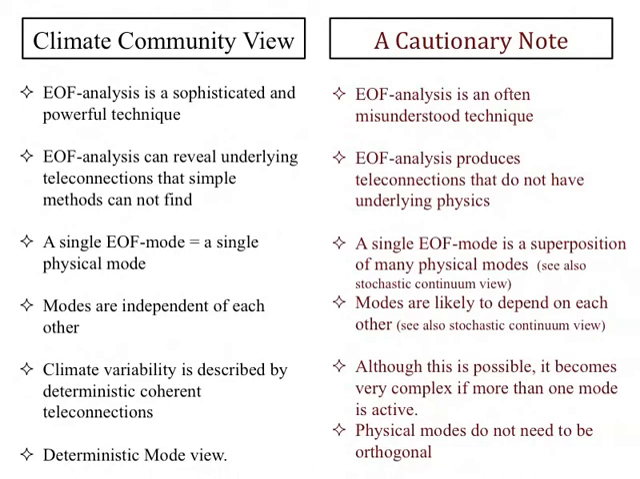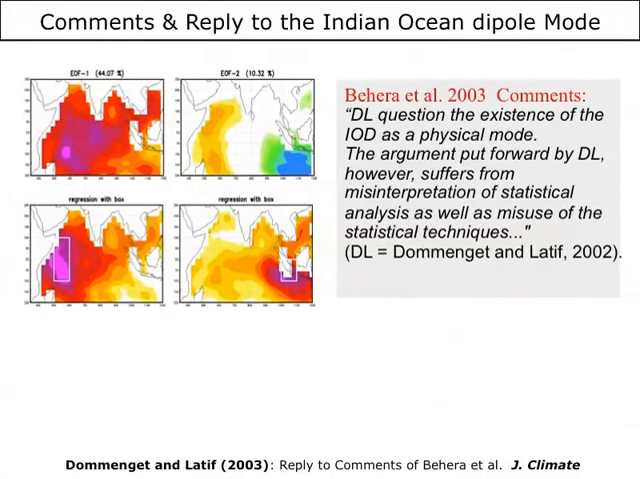Obviously the community doesn't like this. So when I published this, in the first week I got a comment. And the comment basically says that I'm stupid. So DL stands for Dommenget and Latif. Latif was my PhD supervisor. The comment questions the existence of the Indian Ocean dipole. That is true. I do question the existence of the Indian Ocean dipole, at least from the point of view that the way that they presented it and argued with the EOFs, I would say is not true.